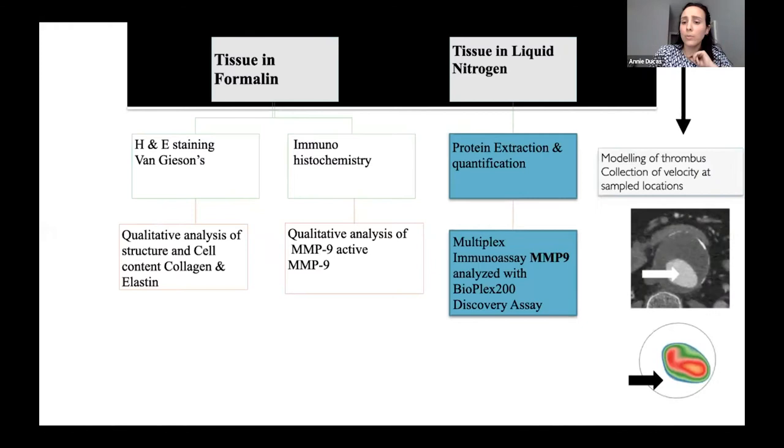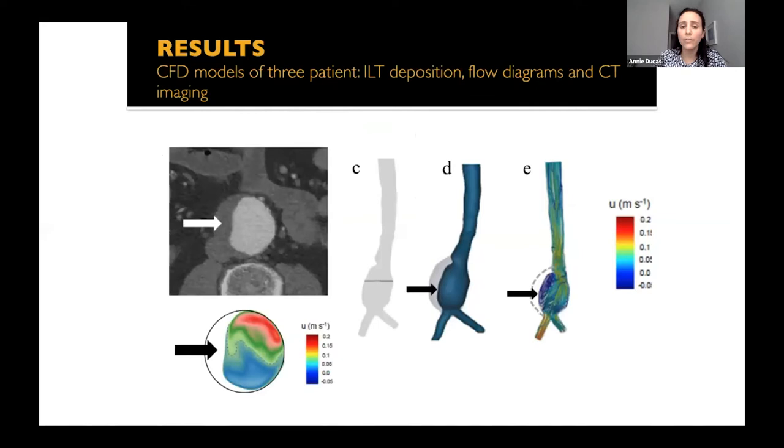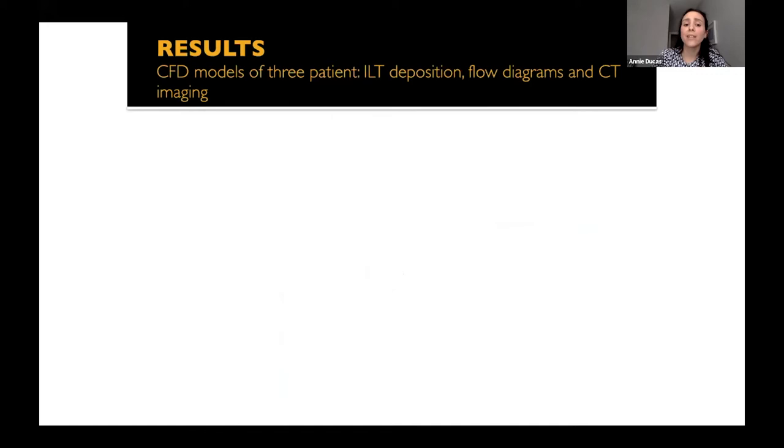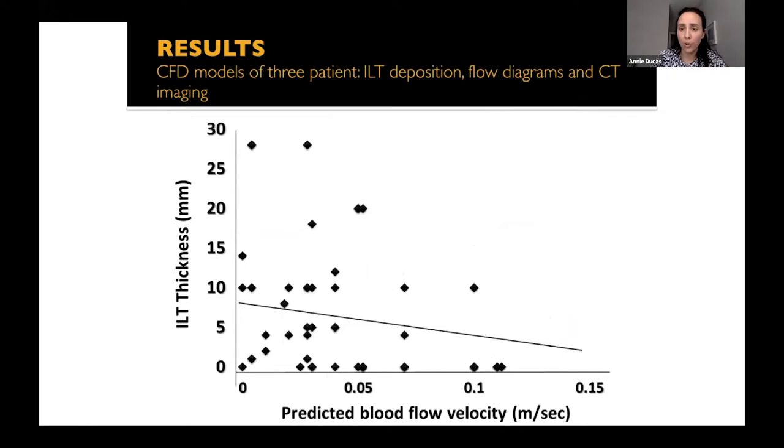When we looked at the computational fluid studies, we found that there were three types of aneurysms. Those with eccentric thrombus, which was the majority of them and is shown on the screen, where thrombus predominated in one portion of the aorta. Those with circumferential thrombus, where there was one flow channel, and those devoid of thrombus at all. Now, when we looked at the flow through these aortas, we found that there was increased thrombus deposition in areas of low wall shear stress and low velocity.